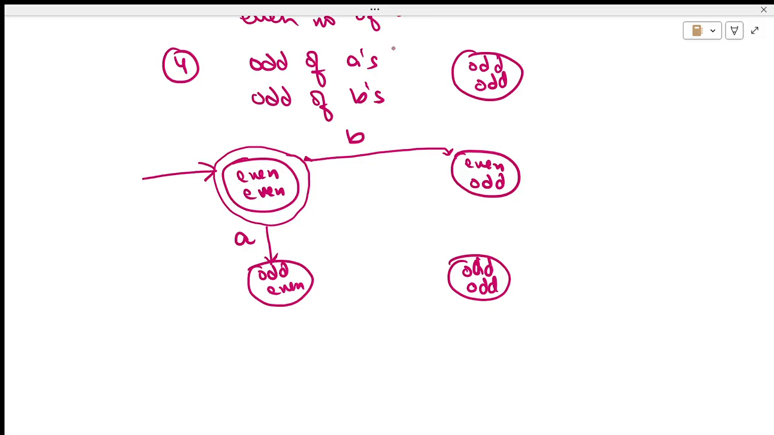Similarly, come to this state odd-even. We currently have an odd number of A's and an even number of B's. If it sees one A, it will go back to this state. Odd number of A's, add one more A to it, it will become even, and the even number of B's remains unchanged. Similarly, this state odd-even, when it sees one B, it will go to the next state, this one. On reading B, the number of A's was odd and is unchanged, so it remains odd in this state. Even number of B's were there, and after reading one B, it becomes an odd number of B's.